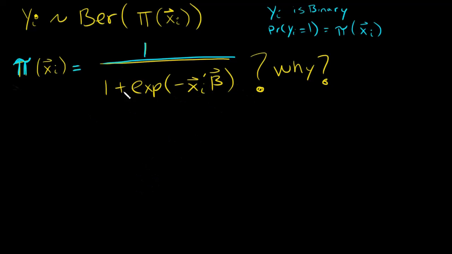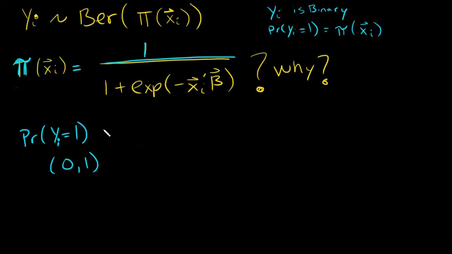So where did this come from? Why is it that we are setting it up like this? Well, ultimately what we want to do is predict the probability that yi equals 1. This is what we want. And this is restricted. It must be between 0 and 1 because probability must be between 0 and 1.